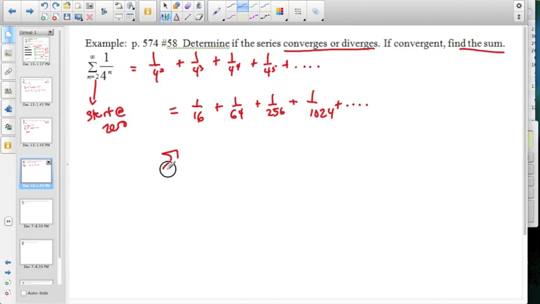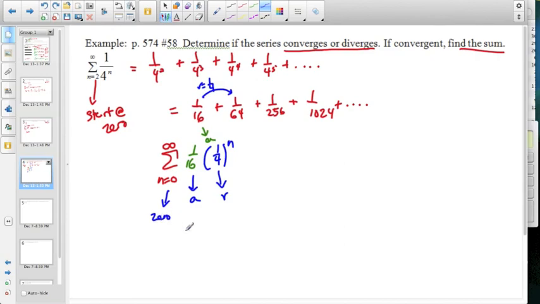Now we can go ahead and rewrite this with n equal to 0. So we have our first term here. There's our a. We know that when we go from this term to that term, we multiply by 1/4. So there's our r. So we can rewrite this as 1 over 16 times 1/4 to the n. And that's the same as saying this 1/4 with the 4 just to the n, and these are equivalent expressions. So now we have our a. Now we have our r. And now we have our appropriate starting point to find the sum, if in fact this converges.